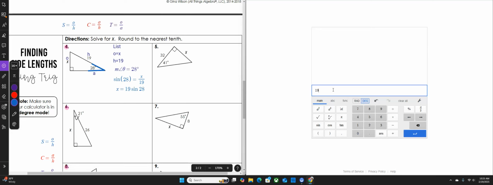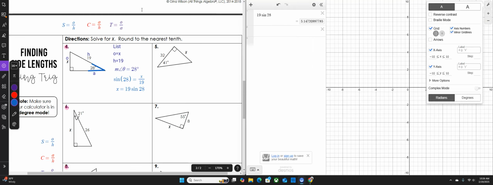So 19 sine of 28, and that gives us a different answer. Now you might be wondering why that is, and that's because these are measuring in different units. You'll see here, you go over to your graph settings, you click on degrees, it'll give you the same answer. If you really want to keep using the Desmos graphing calculator, you can, but make sure it's set to degrees.